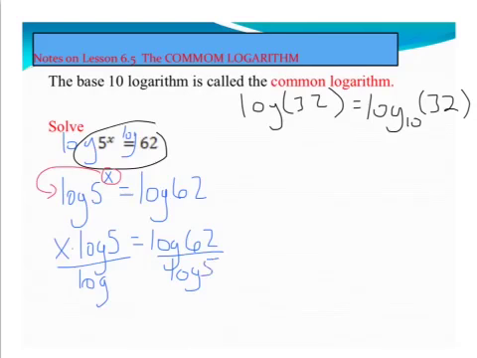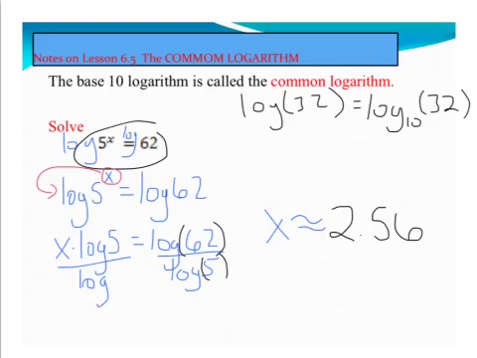What I'm left with is x equals log of 62 over log of 5. Make sure that you plug it in your calculator correctly, with parentheses around both the 62 and the 5. If you do not close the parentheses around that 62, you're going to run into some problems. Once we plug it into our calculator, we end up with 2.56. Rounded, it's 2.564. The 6 stays a 6. Let's try a couple problems.